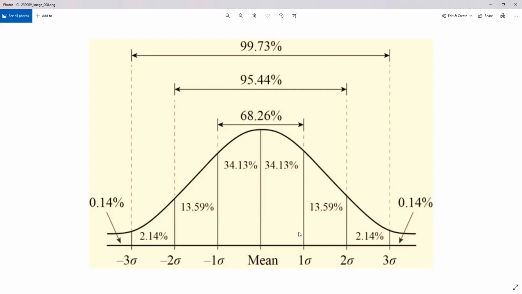Now she finds out that on an average, the mean time that it takes for her delivery person to deliver a pizza is 20 minutes with a standard deviation of 5 minutes.